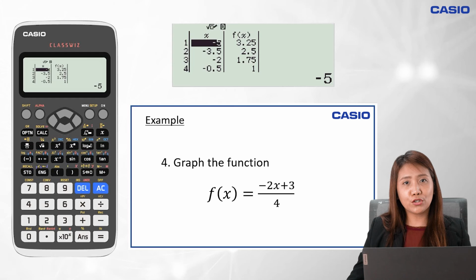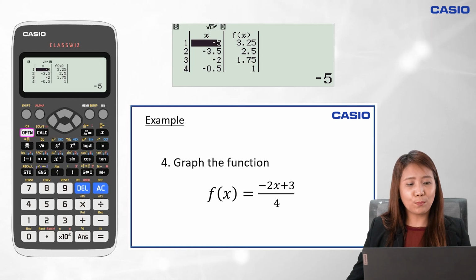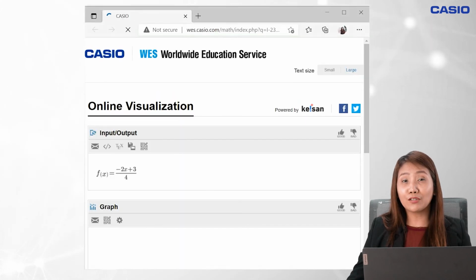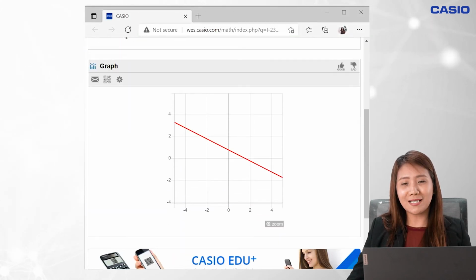And to graph the function, we press Shift Option. A QR code will appear. Click on the QR code and it will direct us to CASIO Edu Plus with a graph of the function. Note that you have to be online when you do this process. We can identify the domain and range to be all real numbers based on the graph.